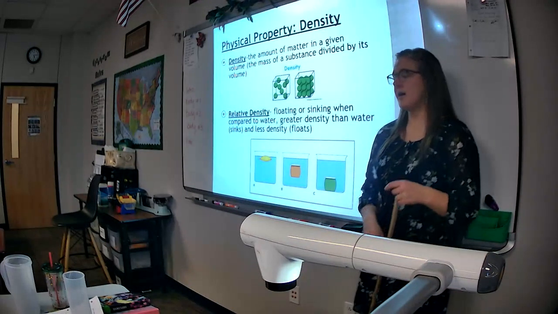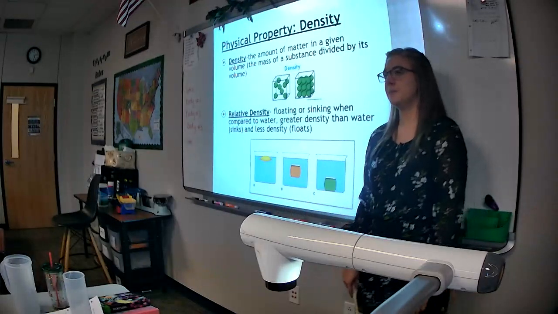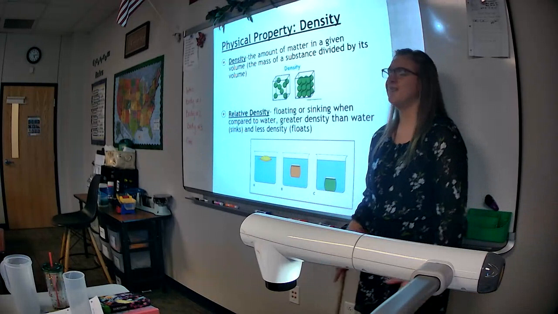You can't walk on it, no. But you can sit on it and float a lot more easily. Can you crawl? No. But that's because of different properties.